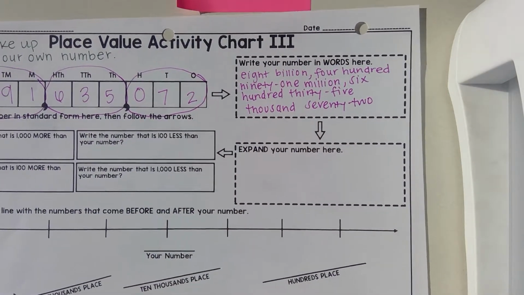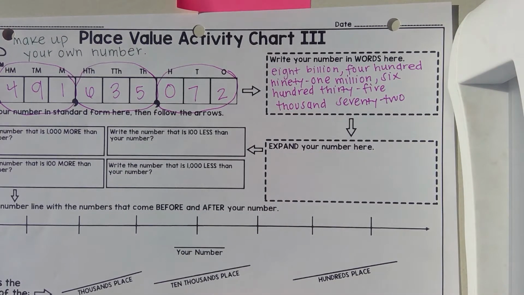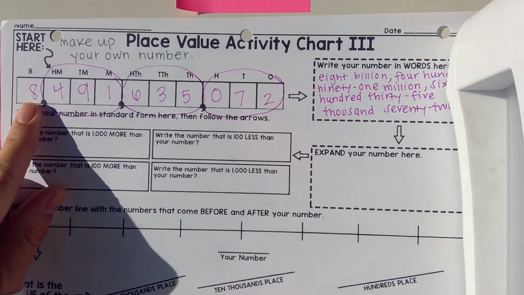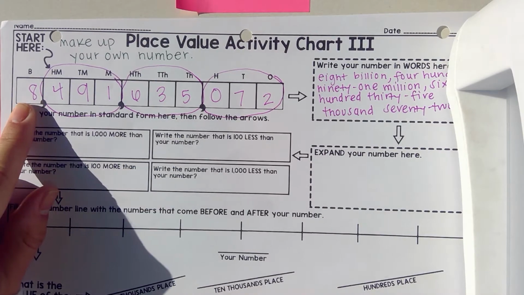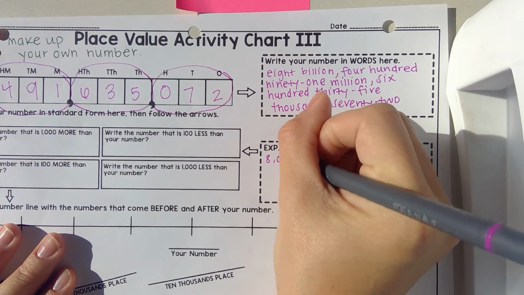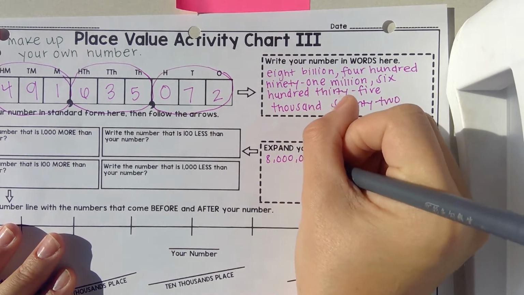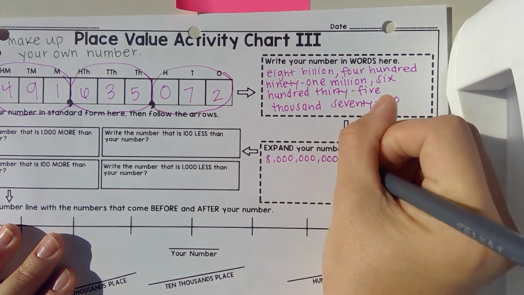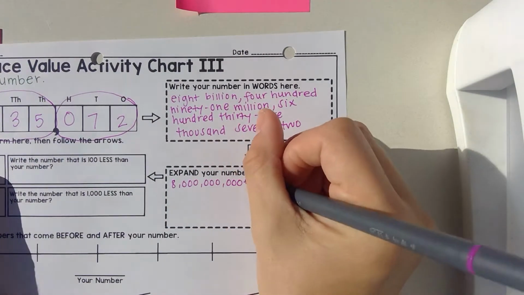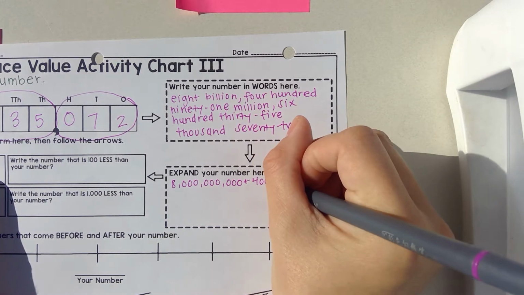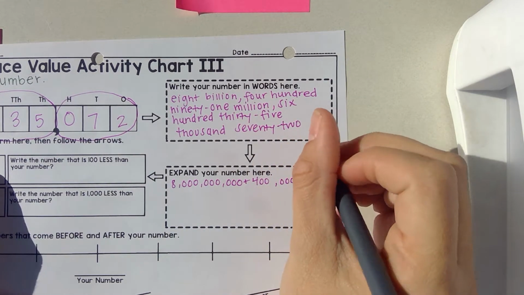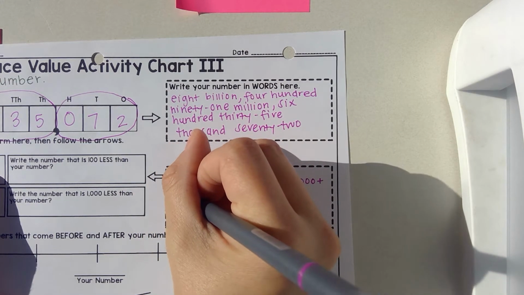Follow my arrow. Expand your number here. So that is when I begin with the largest place value and I give the value of that digit. So my largest place value is my billions. There's an 8. So the 8 would be worth 8 billion. So 8,000,000,000, plus my next digit is a 4, which is in the 100 millions. So that would be 400 million. Plus, then I have a 9 in the 10 million, so that would be 90 million.